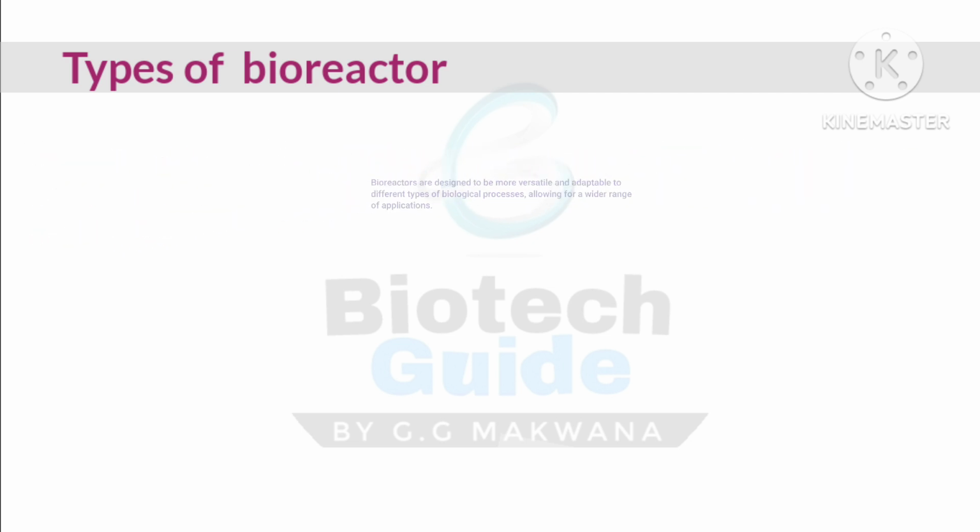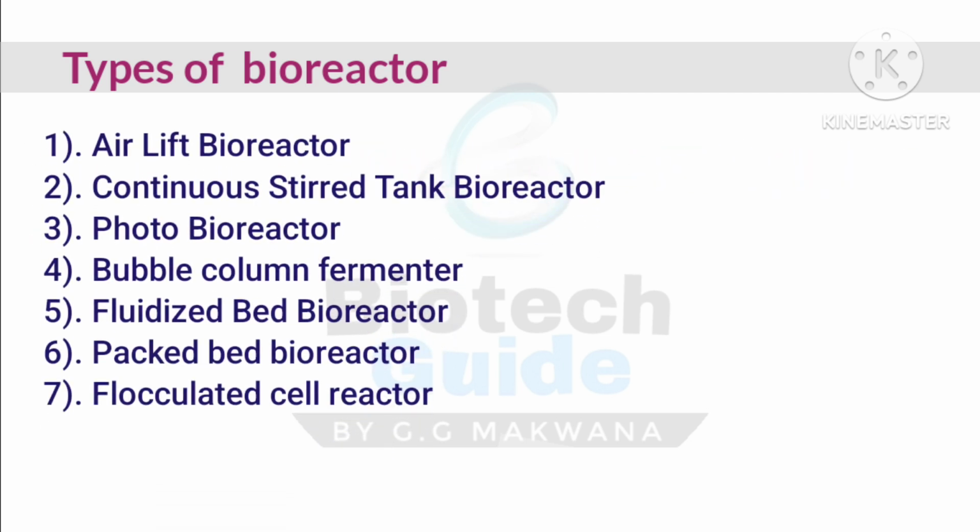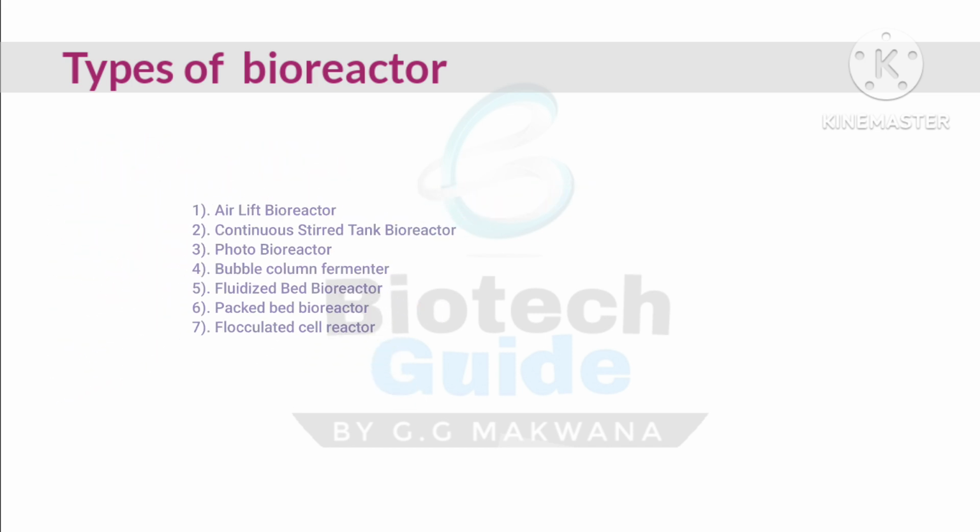Now we're going to discuss the types of bioreactor. So majorly 7 types are there. First one is the airlift bioreactor, then continuous stirred tank bioreactor, then photobioreactor, bubble column bioreactor, fluidized bed bioreactor, packed bed bioreactor, and flocculated cell reactor. I will cover the brief design and mainly focus on the advantages and disadvantages of these bioreactors. So let us discuss them one by one.